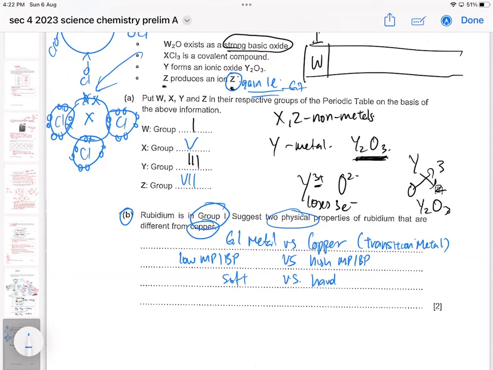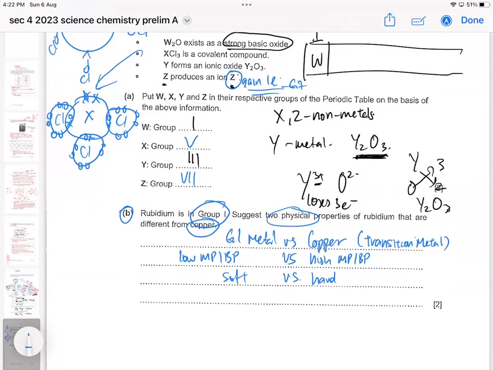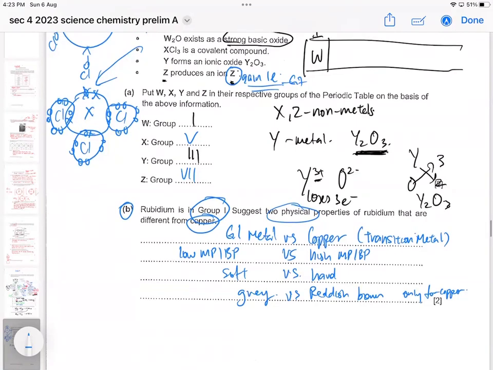If you really want to also compare specifically to copper, this is only for copper. Copper is reddish brown in color in terms of the metal, and then most metals are gray. So if you really want to insert that, you also can. Now these are differences in the physical properties.